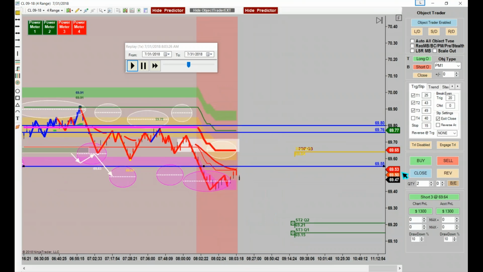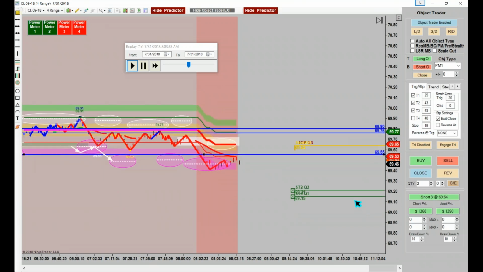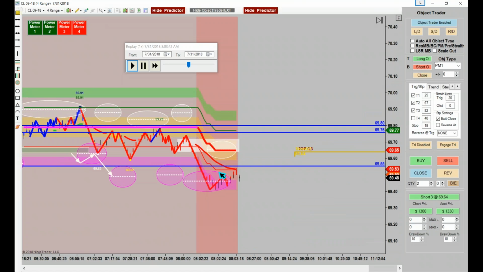Now, how many of you get out of a trade like this and you miss the rest of it? Because if you miss the rest of the trade, I don't know if anybody remembers this trade on oil this morning, but this trade dropped like a stone. Anybody remember it? So obviously you could take, if they break this line, you could take one off.